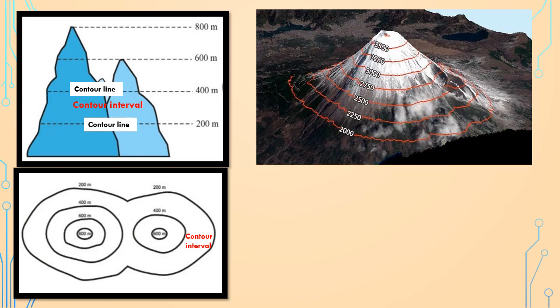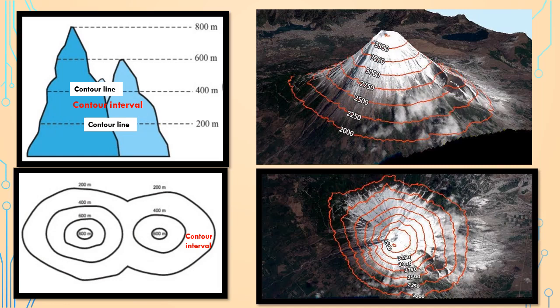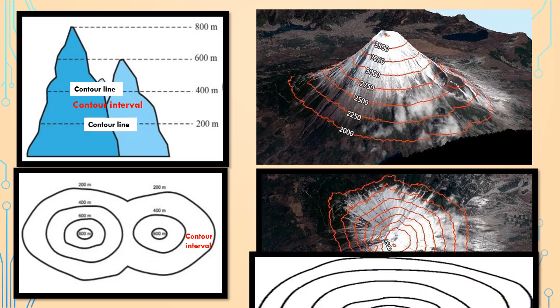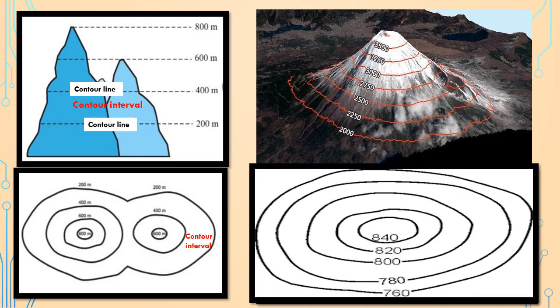Can you tell me the contour interval of this mountain? Yes, you need to find the difference between any two consecutive contour lines. Correct. The answer is 250 meter. For example, 2250 minus 2000 is equal to 250 meter, or 3500 minus 3250 is equal to 250 meter. Here is the next image. What is the contour interval of this landform? Correct, it is 20 meter.